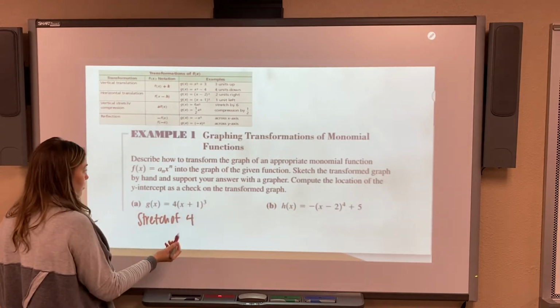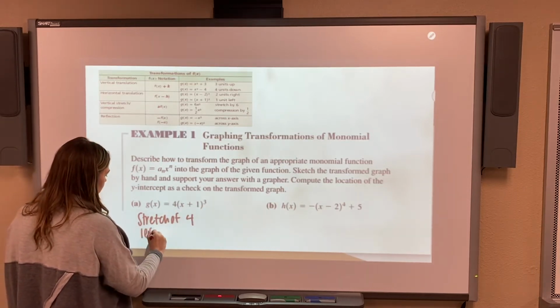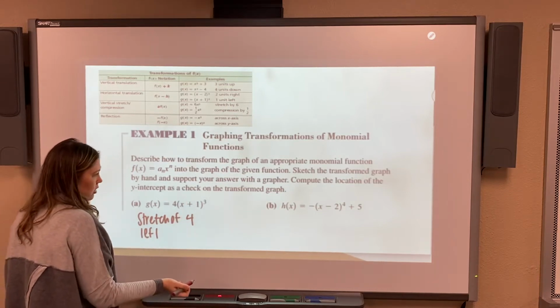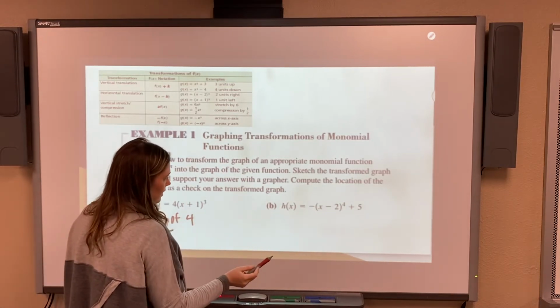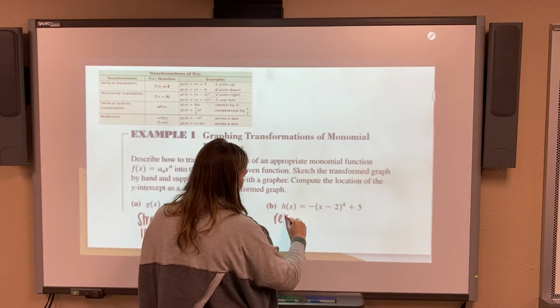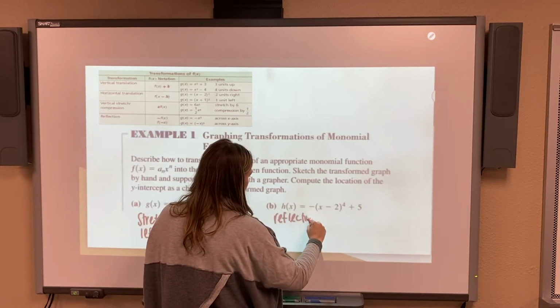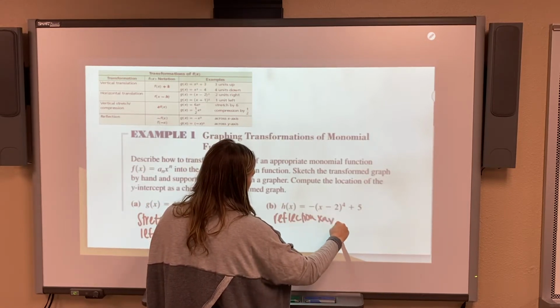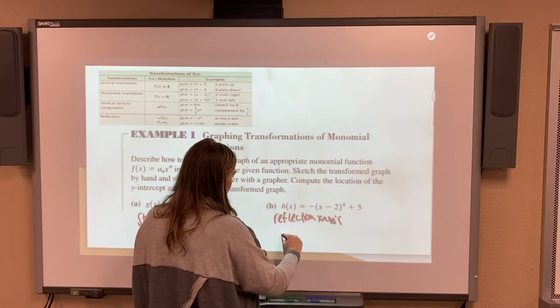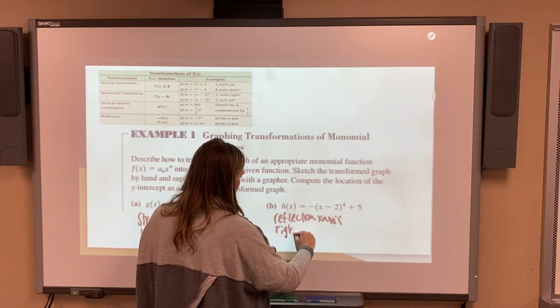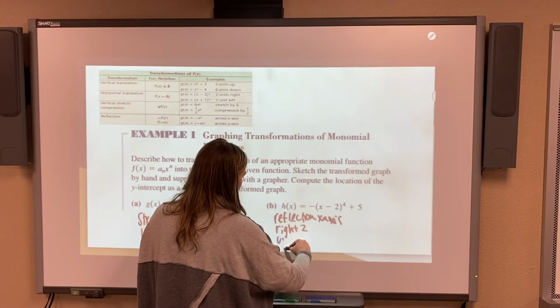Okay, plus 1 means it moves to the left one. Okay, and it's a cubic. Okay, and so if we have x to the h, so negative is a reflection over the x-axis. Okay, it moves to the right 2, and then it moves up 5.